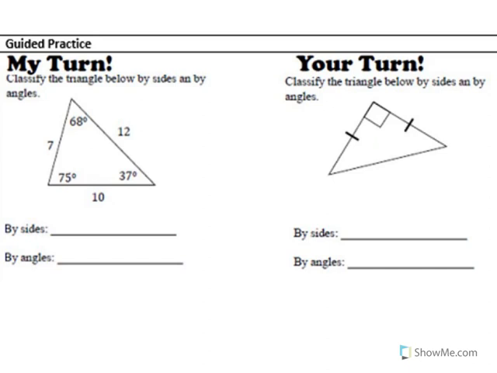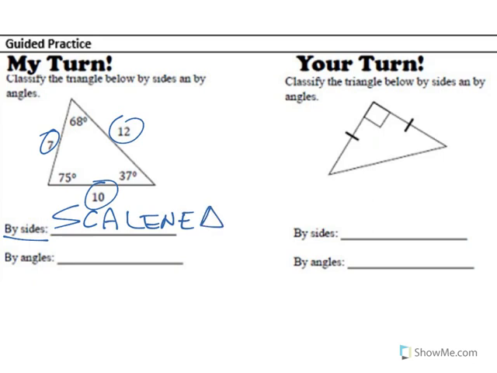Let's do a little my turn. We're going to classify the triangle below by sides and by angles. By sides, I have a 7, 12, and 10. None of these are equal. This is what we know as a scalene triangle. And by angles, if none of the angles are equal, and in this case, because all the angles are less than 90 degrees, this is known as an acute.